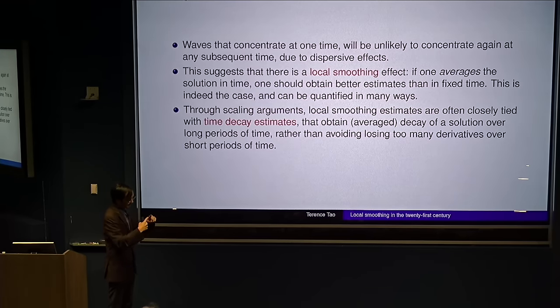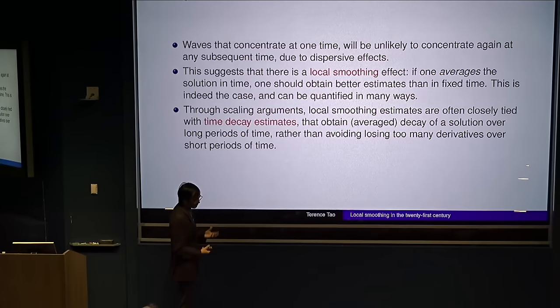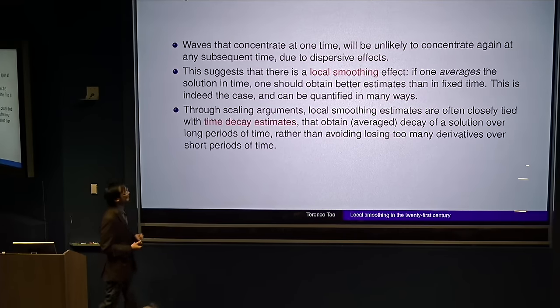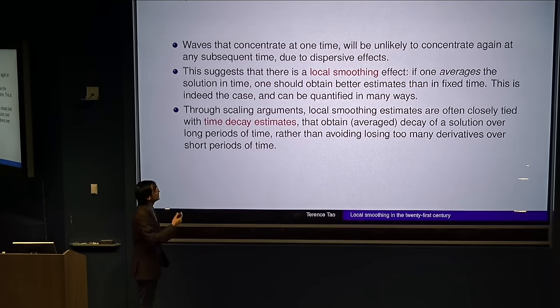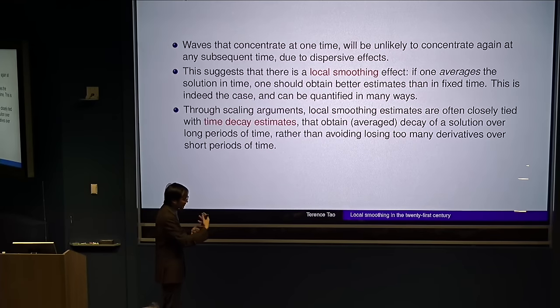Every time two waves focus, anytime two bits of energy come together, they should then go apart and never interact again. So while you can create a lot of focusing at one time, if you average over time, you should get a lot less focusing on average than you do in the worst case scenario. This phenomenon is called local smoothing. It means that even though waves can temporarily be very, very bad, they are actually fairly smooth. They have smooth solutions for most times. Just there's a few bad times where you can't control anything.